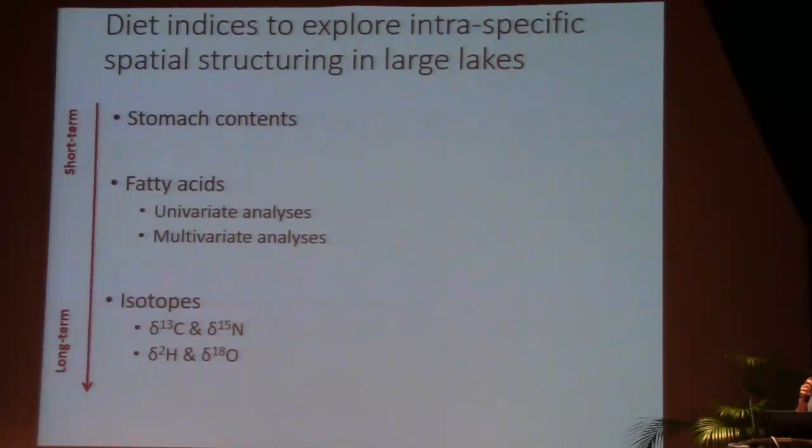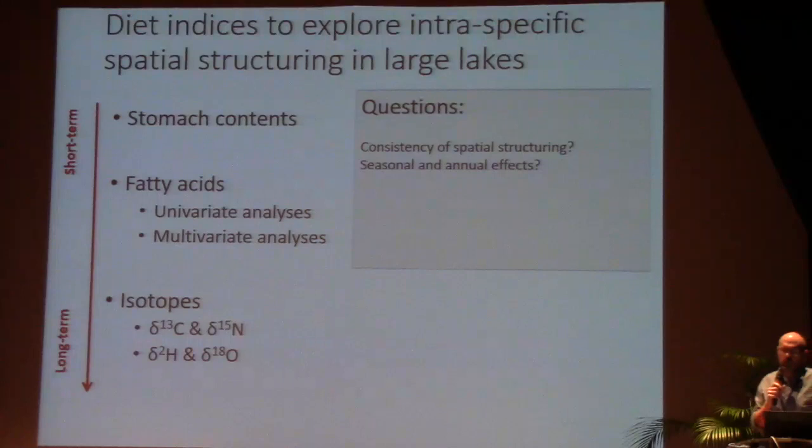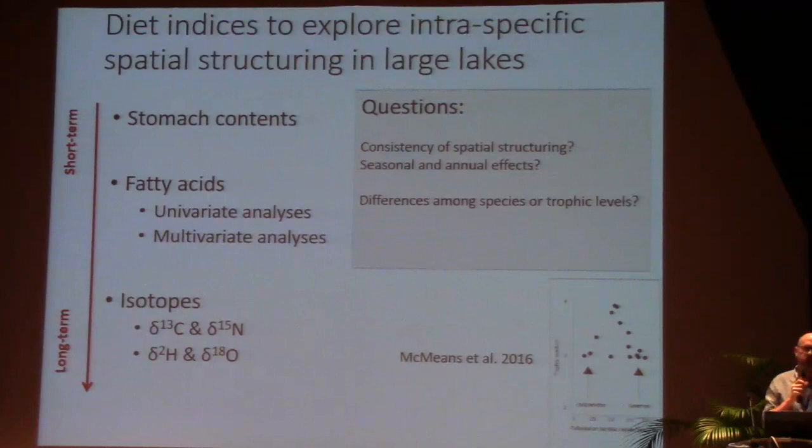So using these tools, we've been exploring questions such as the consistency of spatial structuring. Do stomach contents reveal the same thing about spatial structuring as isotopes? Are there seasonal and annual effects that change the spatial structuring of food webs over time? Differences among species and trophic levels: are fish species structured spatially in a similar way? And then, are there differences in trophic levels?